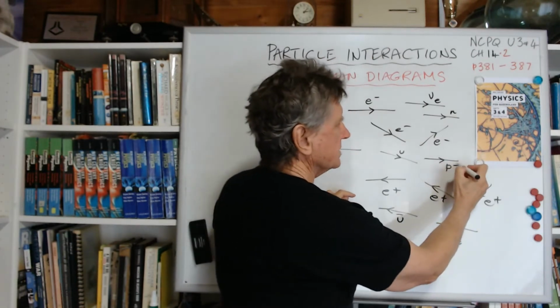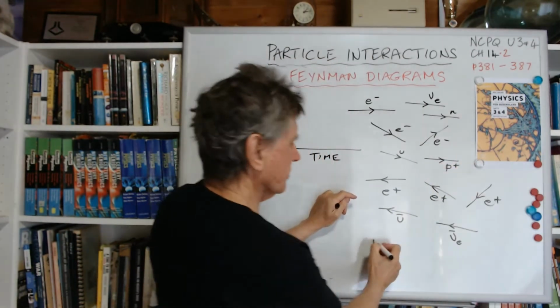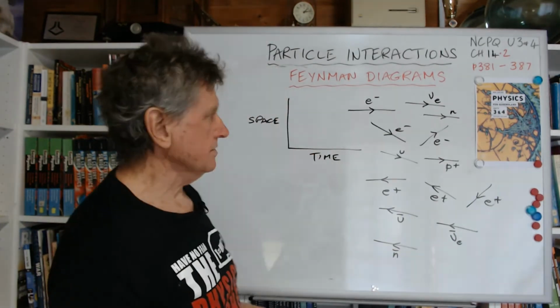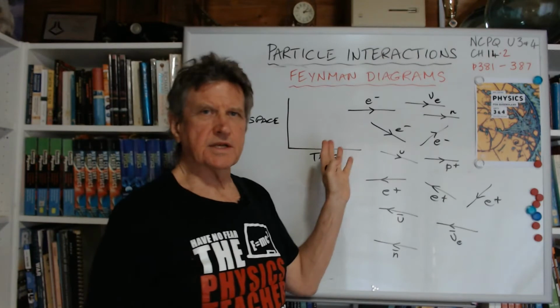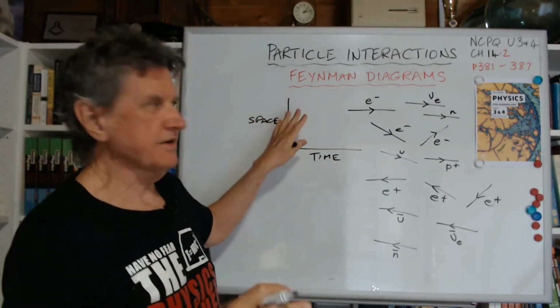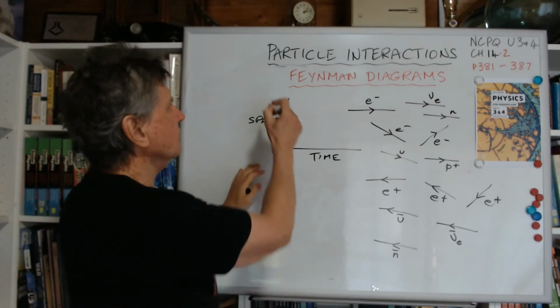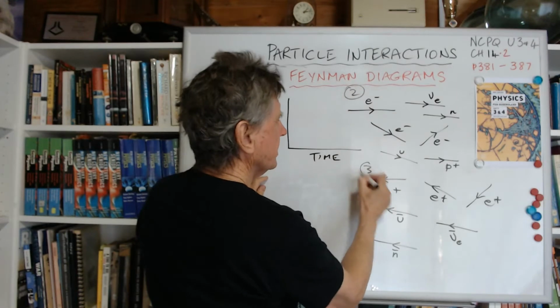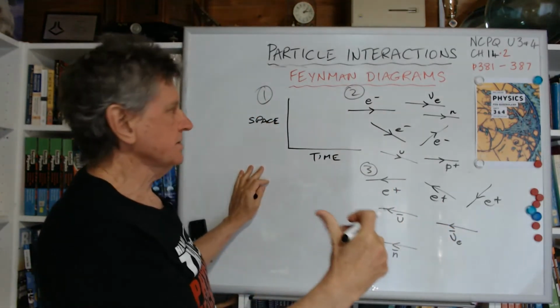You might put a plus in there. An anti-neutron, of course, would be like that, just as long as the arrow is going backwards. So that's the representation, the first three conventions. The fourth convention, so I'll label them 1, 2, 3, that's the antiparticles go backwards in time.